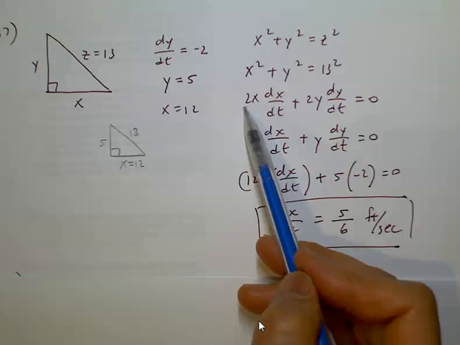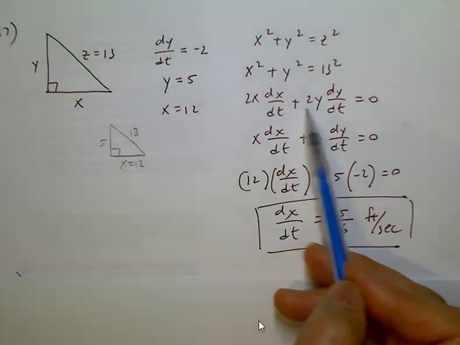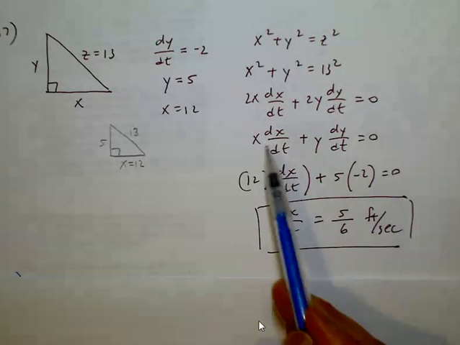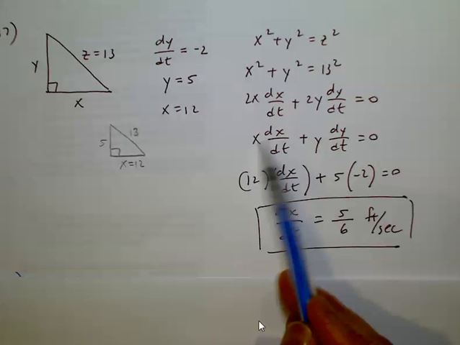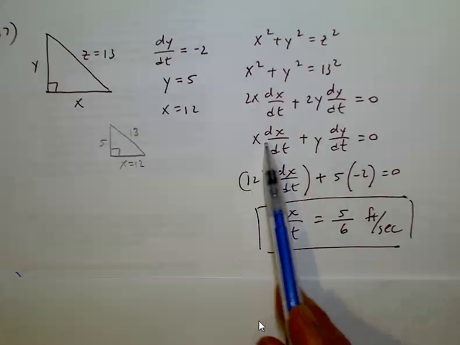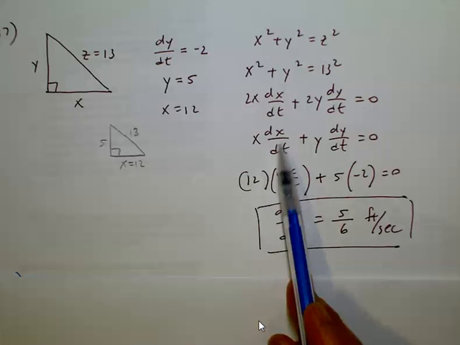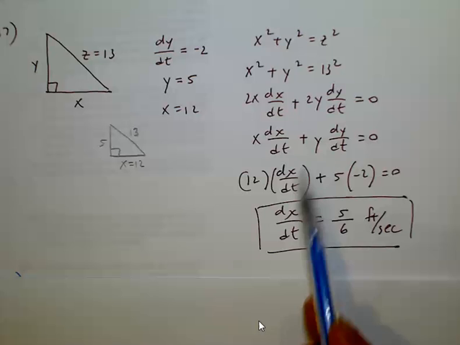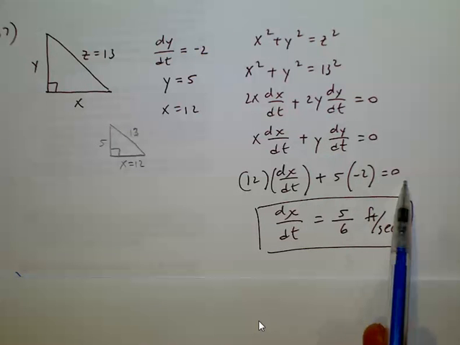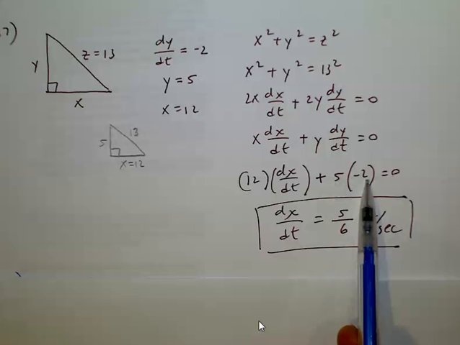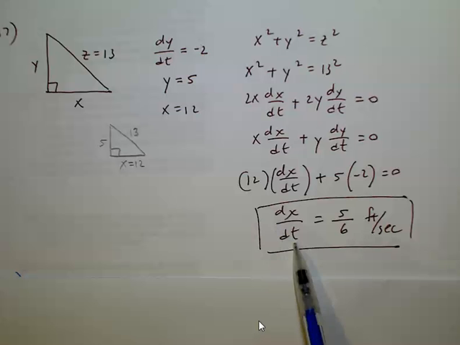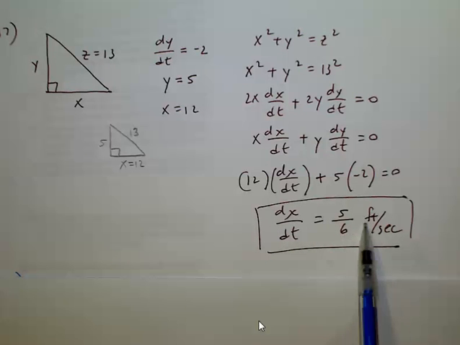Take the derivative, so it's 2x dx/dt plus 2y dy/dt, and 13 squared's derivative is going to be 0. Cancel out the 2's, so x dx/dt plus y dy/dt is equal to 0. Substitute in x is equal to 12, dx/dt is what I do not know, y is equal to 5, and dy/dt is -2, equal to 0. Multiply this, bring it over to the other side, and divide by 12, and you get dx/dt is equal to 5/6 feet per second.